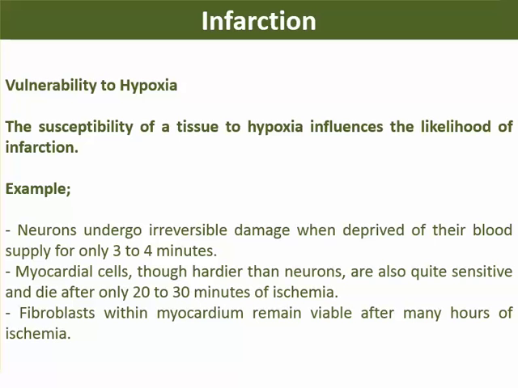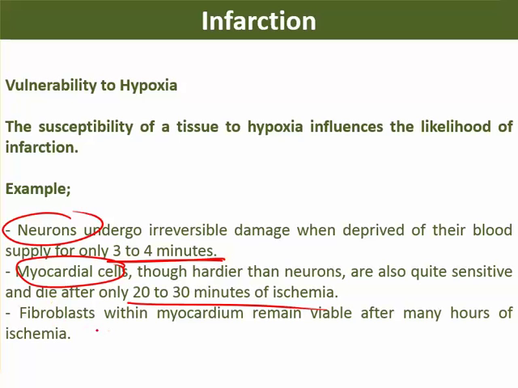Now coming to the vulnerability to hypoxia, how far they can tolerate hypoxia. For example, I told you neurons can tolerate hypoxia for a maximum of 3 to 4 minutes, then they will die. Myocardial cells, heart muscle cells, can tolerate 20 to 30 minutes, and it varies from book to book. Some books say 20 to 40 minutes, some say 20 to 30, some say 40 to 50 minutes, but take it as an average of 40 minutes. It's easy to remember.